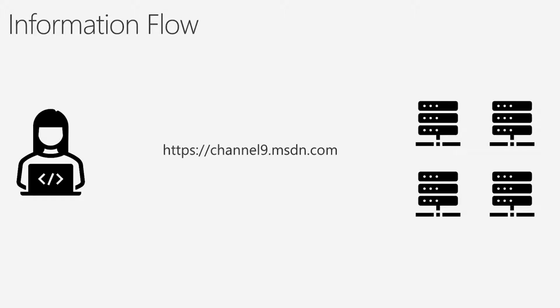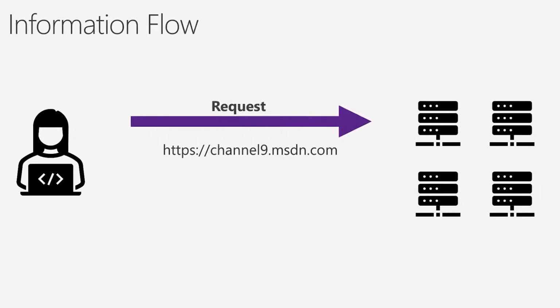So as an example, imagine a user walks up to their laptop, opens their web browser, and now they want to find information about what are some of the most recent .NET or Xamarin Show episodes that are available on Channel 9. So the job of the web browser is to generate those requests and send it over to the server using the address of the website.